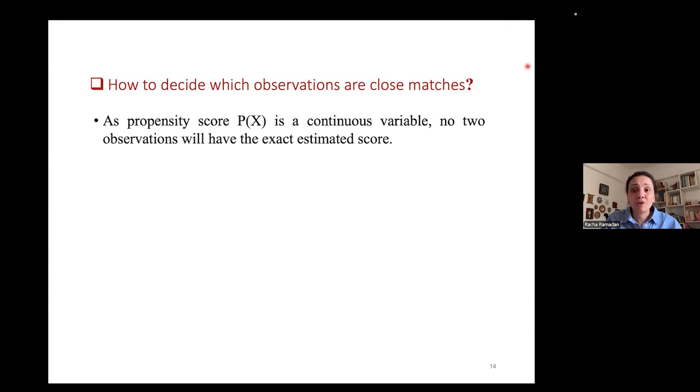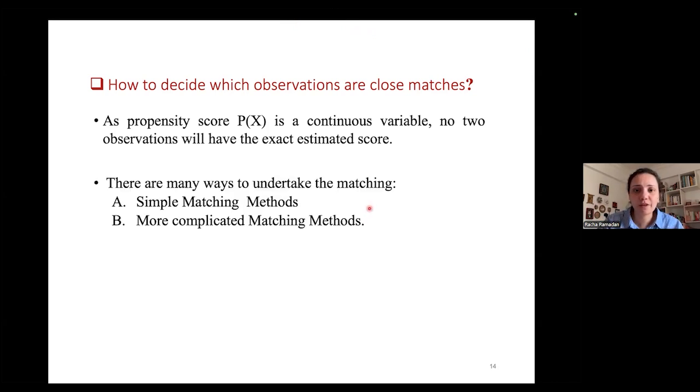So maybe we will not find any two observations with exactly the same estimated score. So we need to find a way to match between the two individuals or the two observations, those who are treated and those who are not treated, by finding the closest observation. Okay, how can we find this closest observation?